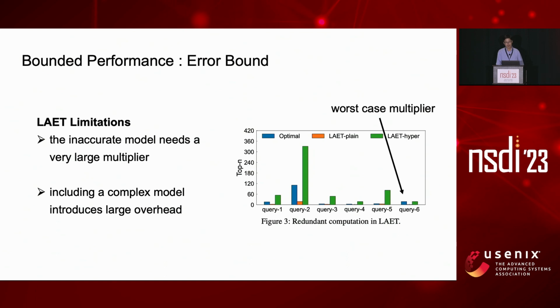As a result, LAET needs a very large multiplier of top-N for all queries to guarantee the bounded error. As shown in this figure, query 6 has the highest multiplier and introduces severe redundant computation for other queries. To improve the prediction accuracy, we can include a complex ML model, but it may introduce large overhead for prediction on CPUs. So black box fitting is not appropriate for profiling the error bound.